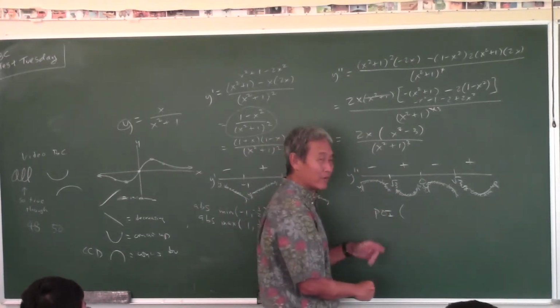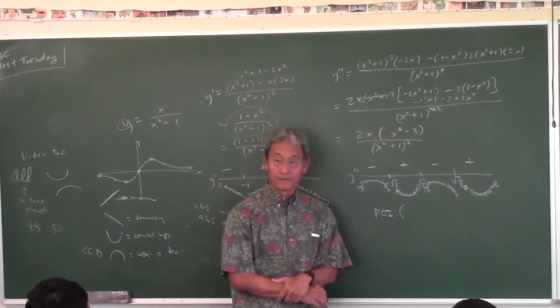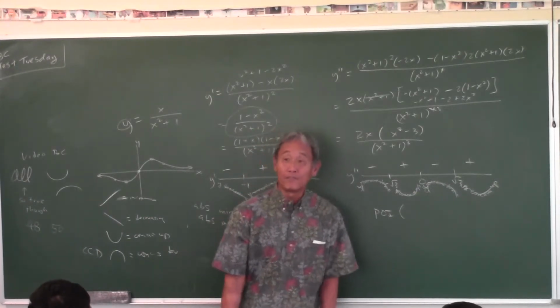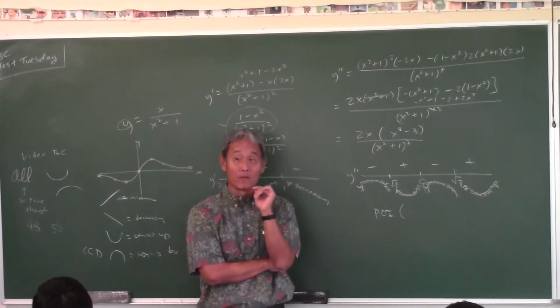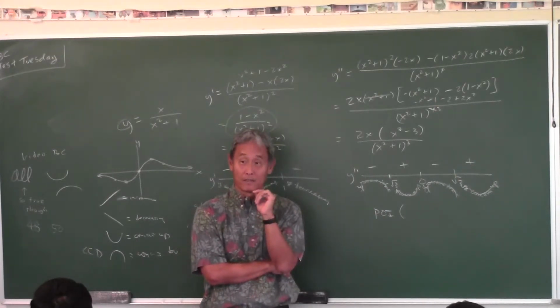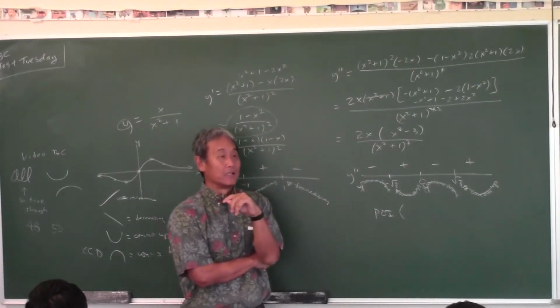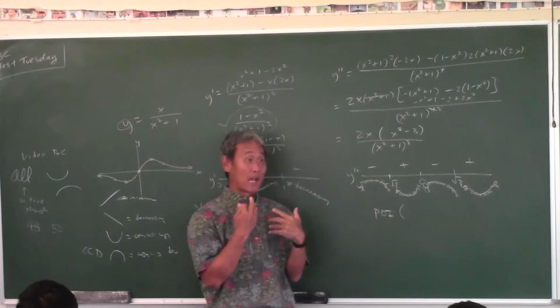Is negative root 3 a point of inflection, Trent? No. Yes. It's a 50-50 chance. When x is negative radical 3, is there a point of inflection? Yes. Why? Because it changes concavity. Right. It changes concavity. Okay, let me tell you exactly what you have to say.